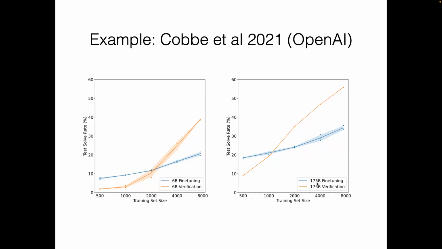And then here they're doing it with a larger model, 175 billion parameters. So this doesn't just apply to small models; it's also working for the larger model. And you can see that the larger verification model requires less training data than the 6 billion parameter model to reach this turning point, or crossing over point.